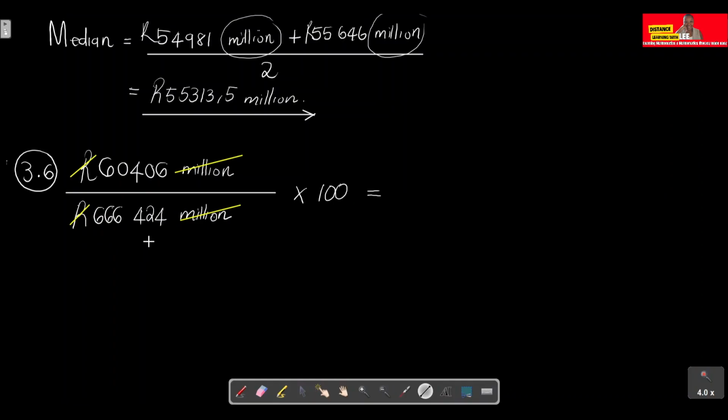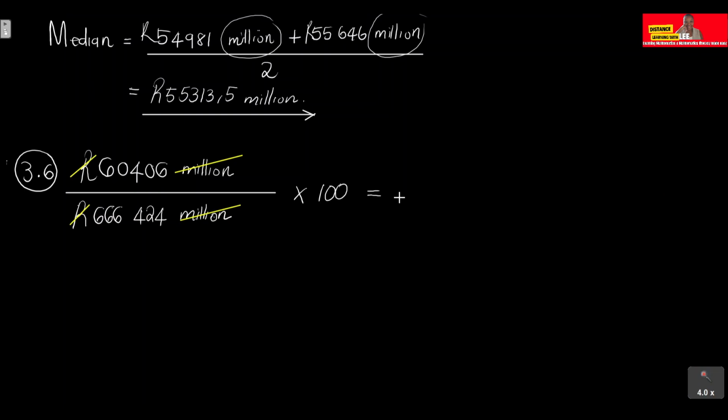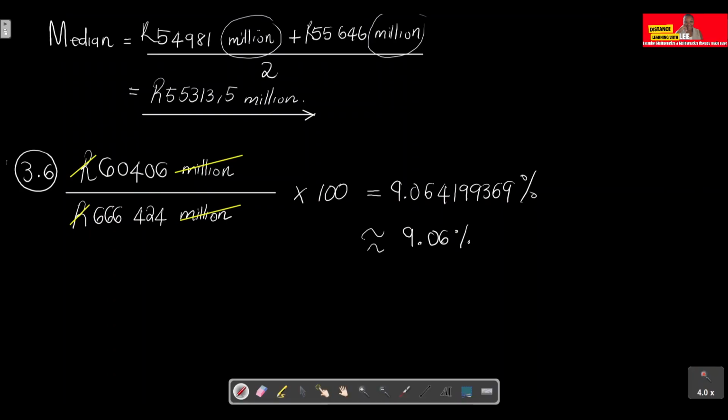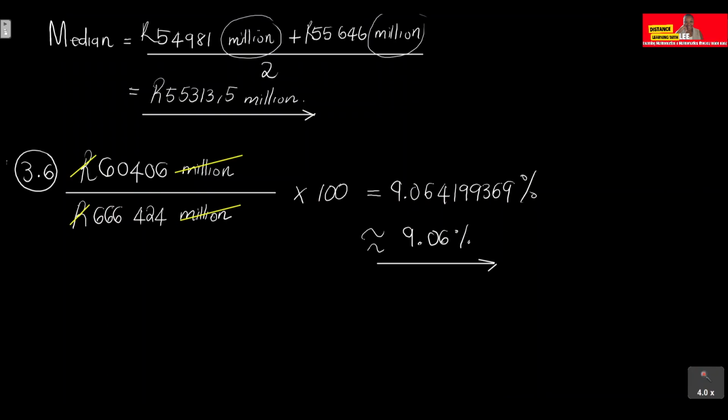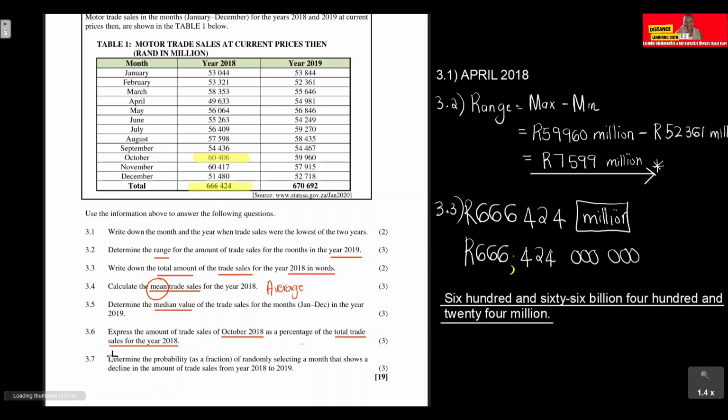You will get that the percentage of the sales is equal to 9.064199369%, which is approximately 9.06% if you round it off to two decimal places. And that is basically the percentage of the sales for 2020. Okay, right, October 28th. Let us have a look at the last question.